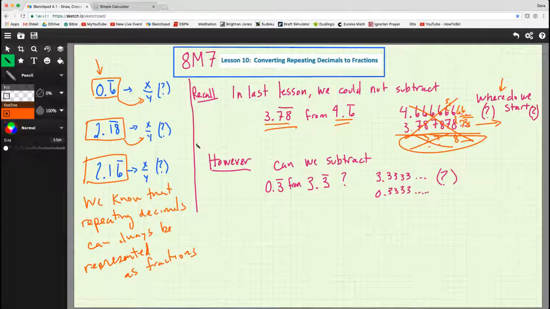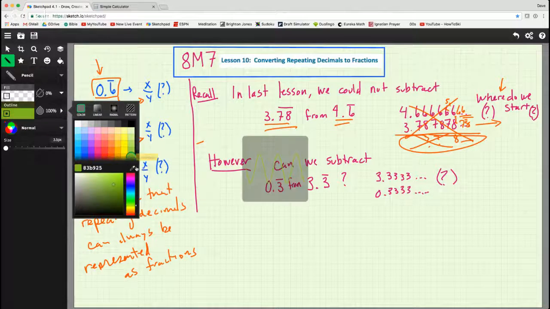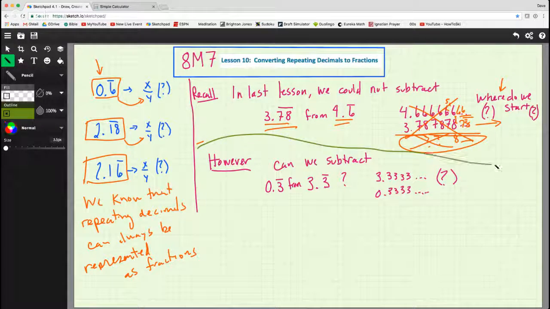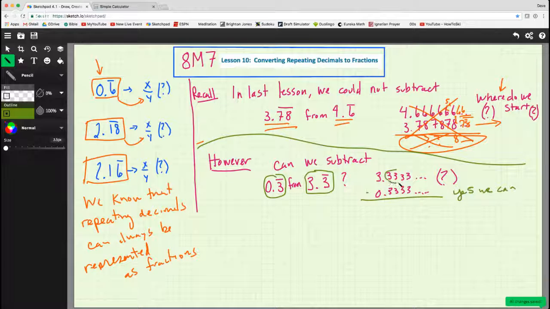However, let me ask you a different question. Let's go to a totally different question, or maybe a similar question. Can we subtract 0.3 repeating from 3.3 repeating? This is a little bit different of a problem than the one above. So in other words, can we take 3.3333 and subtract 0.33333333? And the answer is yes, we can. Because this 0.3 repeating and 0.3 repeating, this is the same thing. So if we subtract these two numbers, we just get 3.